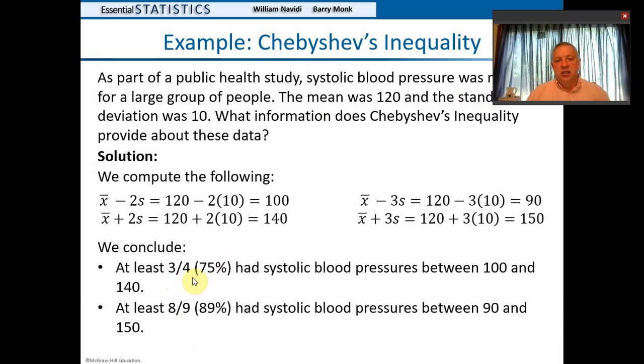So at least 75% had systolic blood pressure within plus or minus 2 standard deviations, between 100 and 140. 75% from Chebyshev's. If this had been bell-shaped, what would we have got? Between plus or minus 2, we'd have 95. Plus or minus 1 would have been 68. So this had at least 75.